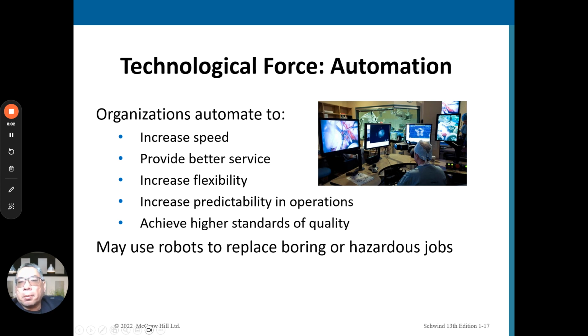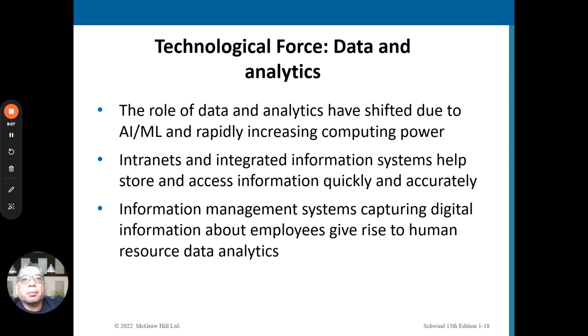In the next presentation, technology force and data analytics. Also, the role of data analytics has shifted due to AI and ML, and rapidly increasing computing power. AI is artificial intelligence, and the Internet's integrated information system helps store and access information quickly and accurately.